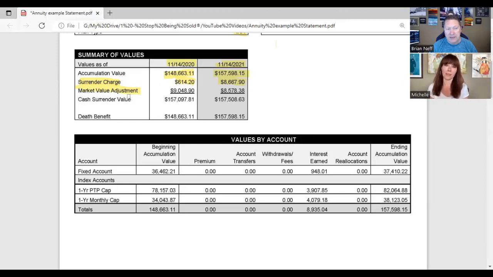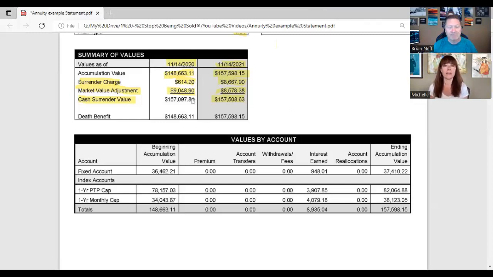All right. But look at this here. We actually had a market value adjustment, $9,000 last year, $8,578 this year. That offsets your surrender charge. So your accumulation value is $157,598. Your cash surrender value, what you always want to look for, is $157,508. That's only a $90 difference. Got it. You might have 7 more years of this contract, but for $90, you could walk away from it today.